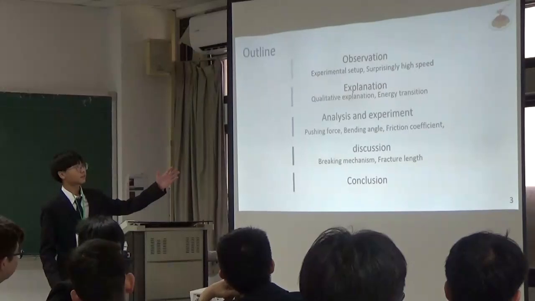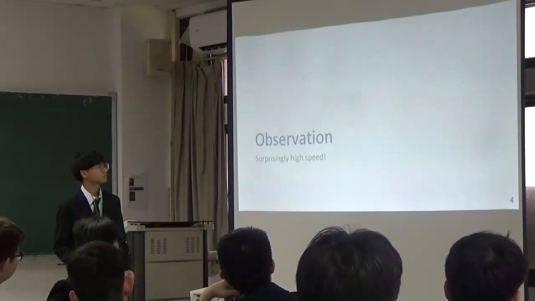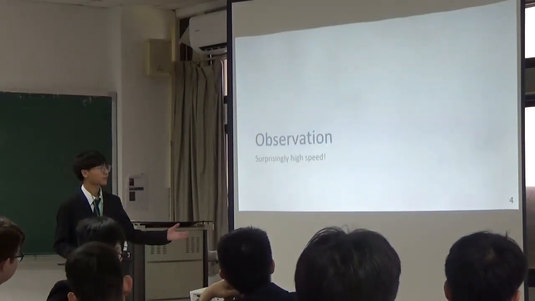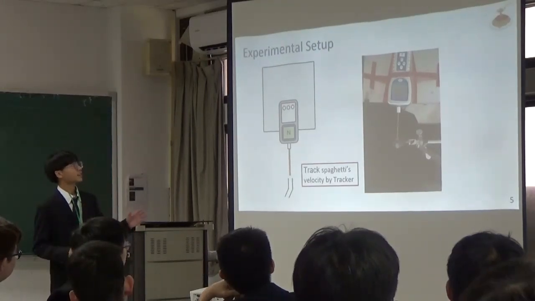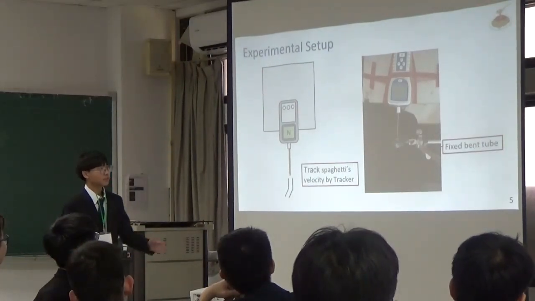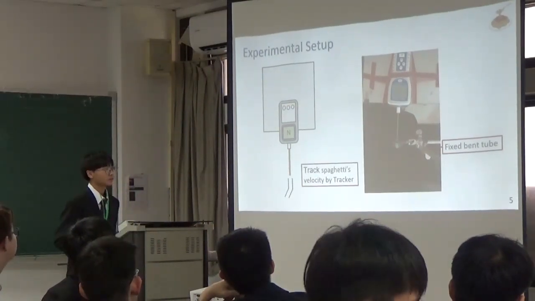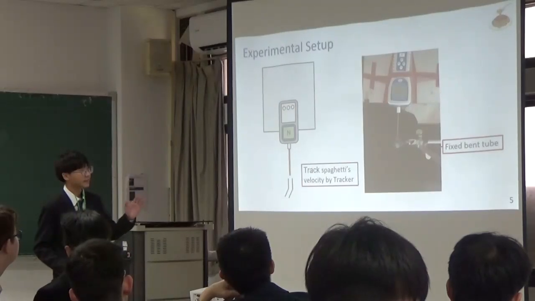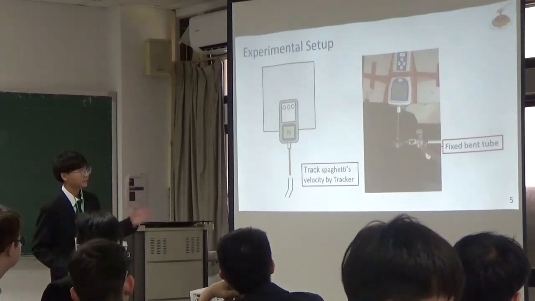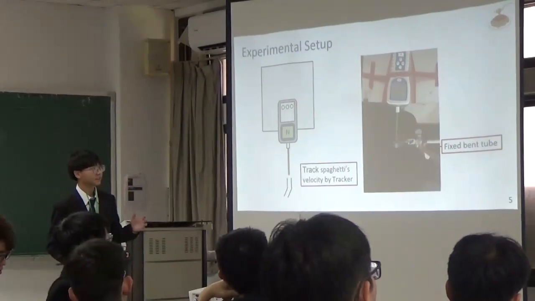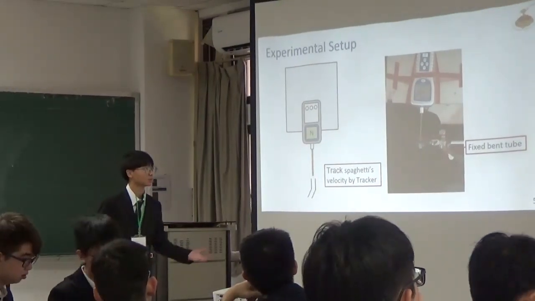And this is our report outline. First is the observation part. This is our experimental setup. As you can see, there's a bending tube, or we want to call it accelerators. And we make one side of the accelerators clear so that we can clearly see what happens inside the bending tubes.